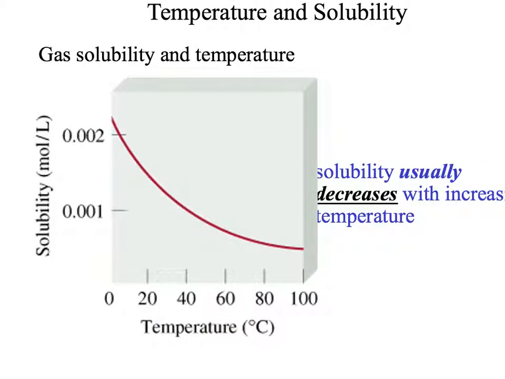Gas solubility and temperature. Solubility usually decreases with increased temperature. For this one, think about a Coke can. If you're in a car in Texas in the summer, when it's really, really hot and you open the can up, it's going to fizz out more. That's because the solubility will decrease. It's the exact opposite of what a solid does. Solids typically increase. The reason for this is the dissolved gas typically escapes as the energy of the water increases.